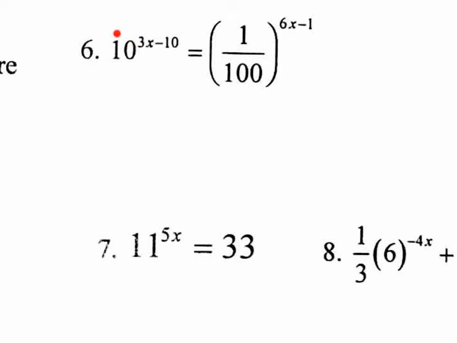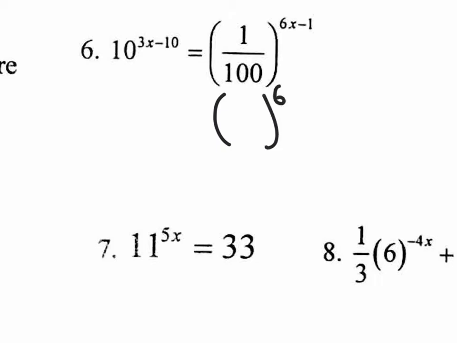So in other words, I have a base 10 here. I would love this 1/100th to look like a 10. Could I do that? Could I change the 1/100th to look like a 10? Absolutely. Let me redo my parentheses here.